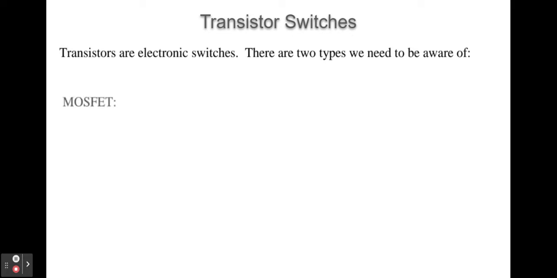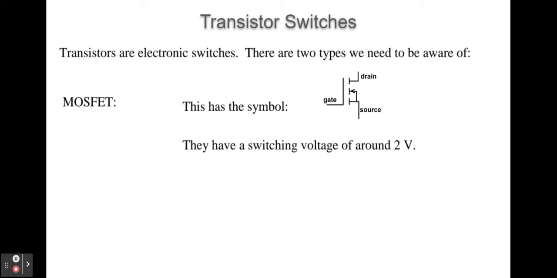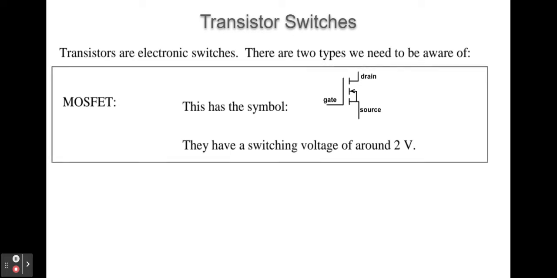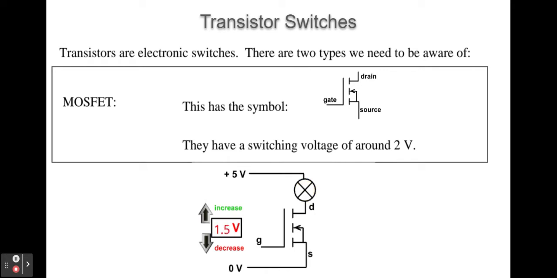The other type of transistor that we need to be aware of is called a Mosfet transistor. That's its symbol, and it has a switching voltage of around about 2 volts. Now, the parts of the transistor have different names, drain, gate and source, but it's a similar sort of way of working. Here, if the voltage between the gate and the source is greater than about 2 volts, the transistor will turn on and allow current to flow, lighting the lamp, and if it goes below that, then the lamp turns off again.